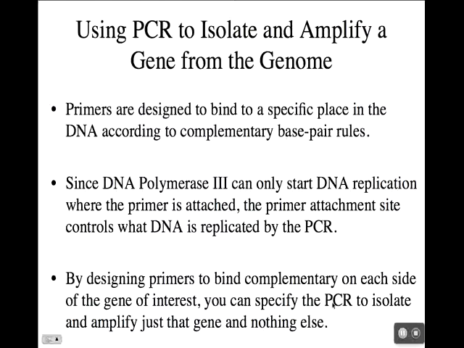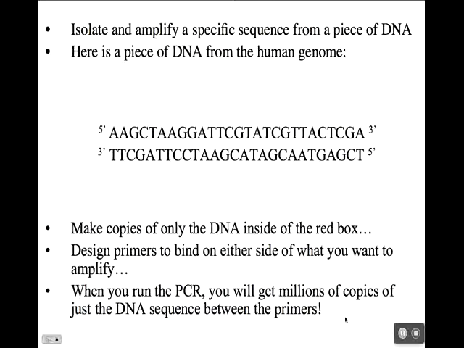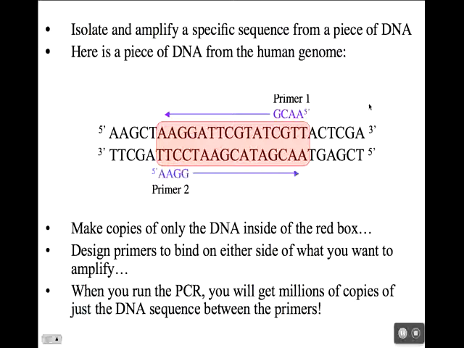Okay. So by designing primers to bind complementary on each side of the gene of interest, you can specify the PCR to isolate and amplify just that gene and nothing else. So in our little picture here, if you want to isolate and amplify only what's in the red box, you need primers on each side of the red box, right? One on that side and one on that side.